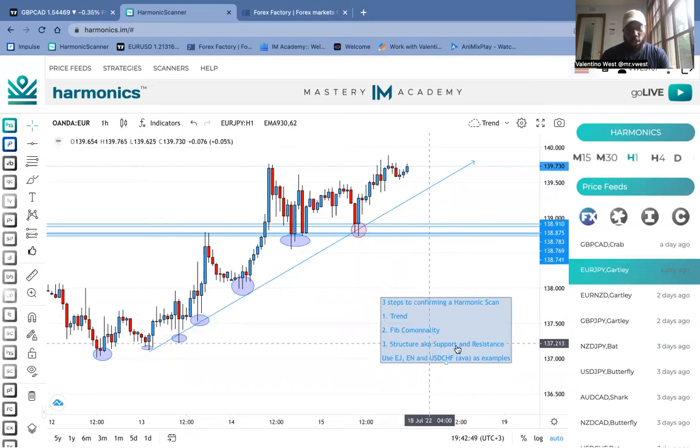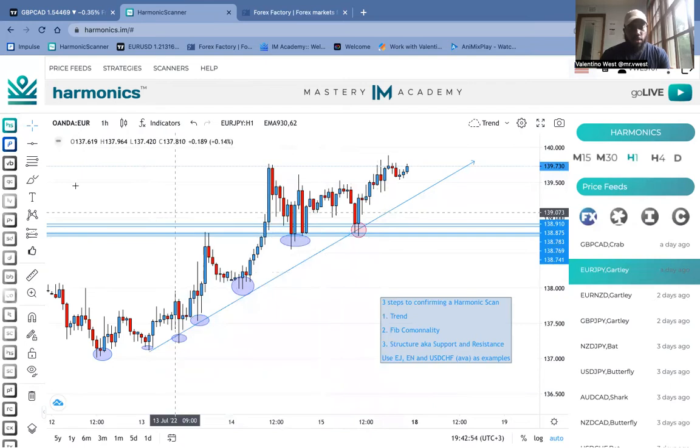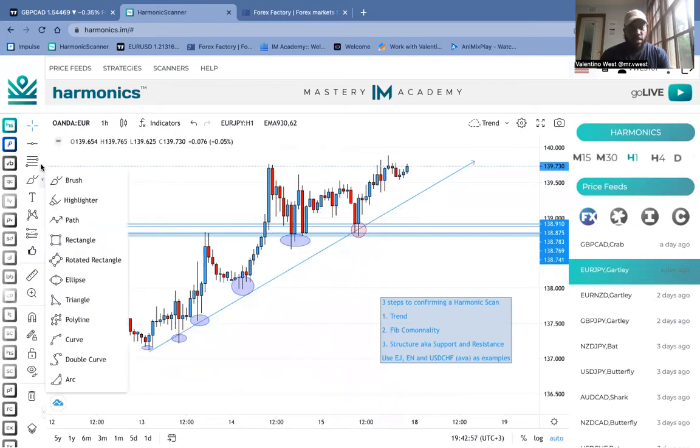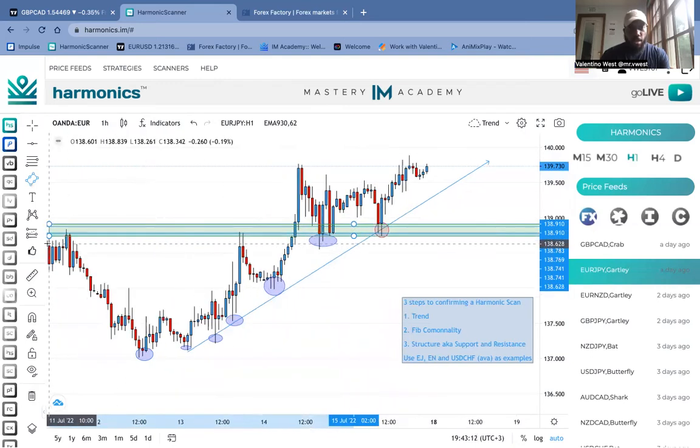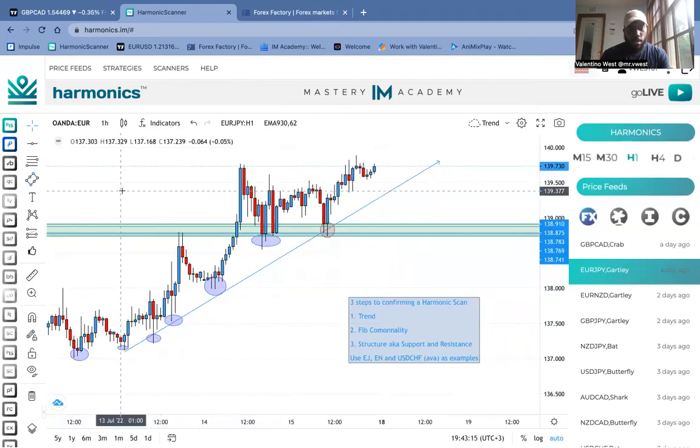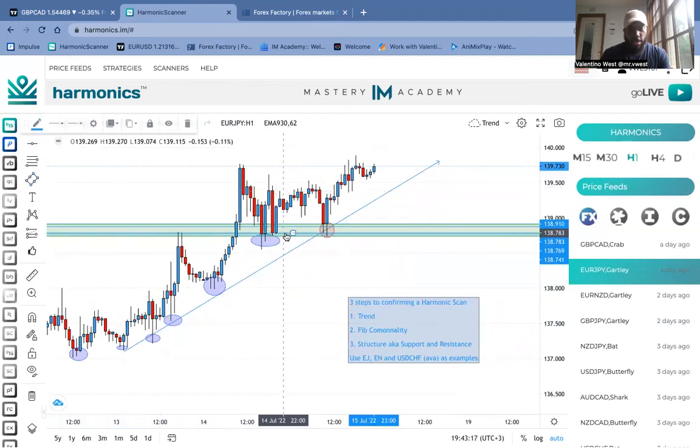And the last thing is structure, aka support and resistance. So we know exactly what support and resistance is, and this is going to make it easy. So what I'm going to do is draw a box in the area that we just confirmed that there's good fib commonality. And I'm going to delete all these little extra lines. So do you understand that we confirmed that there's fib commonality in this area? There's a lot of key fib levels that are inside of this area, correct?